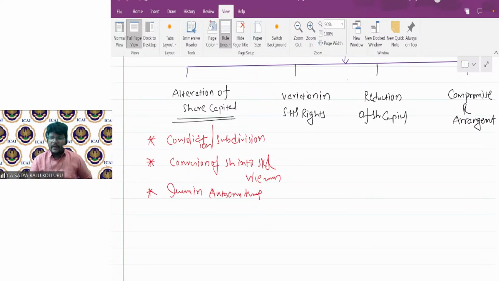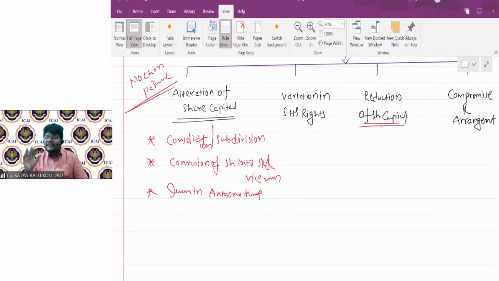So when we term it alteration of share capital, alteration of share capital does not mean issue of fresh shares, and it does not mean a reduction of share capital. There is another term, reduction of share capital. How it is different from alteration, I will tell you. Alteration means, first of all, you need to understand one thing: there is no change in paid up value. Alteration of share capital means there is no change in paid up value.